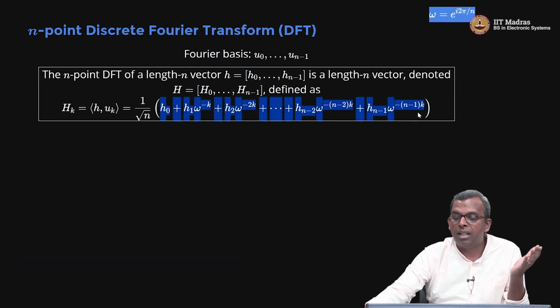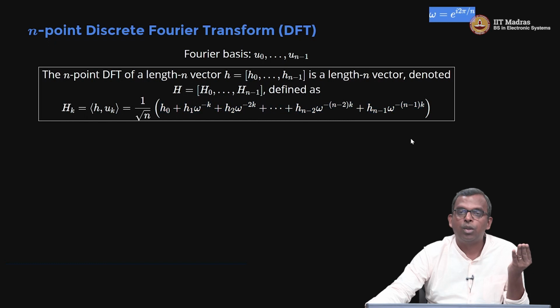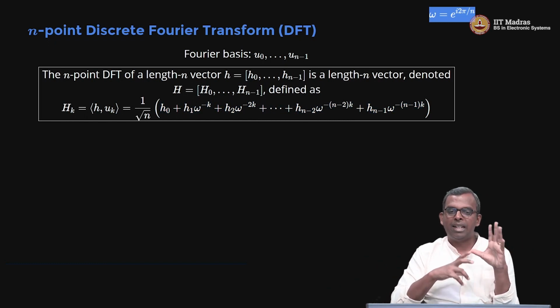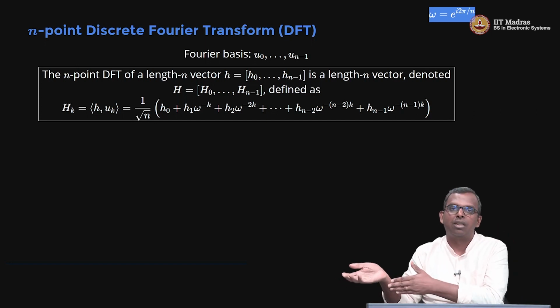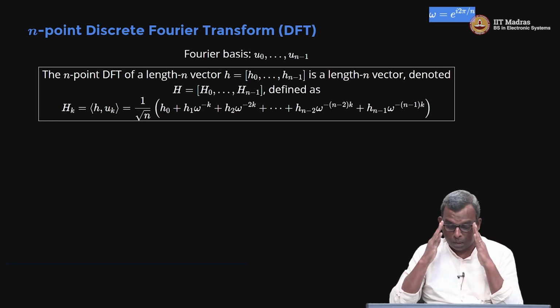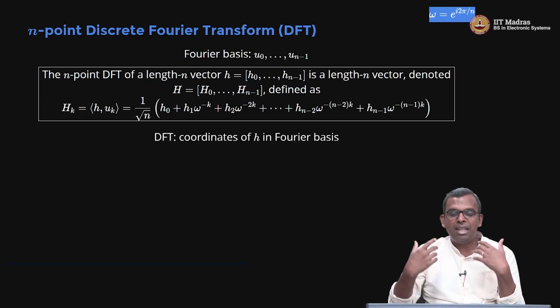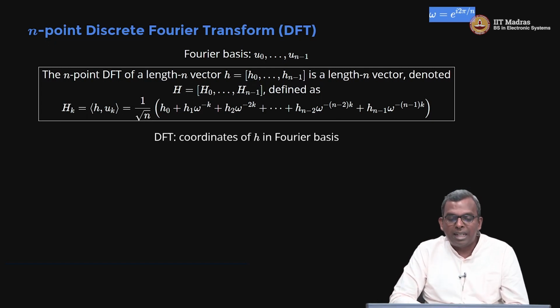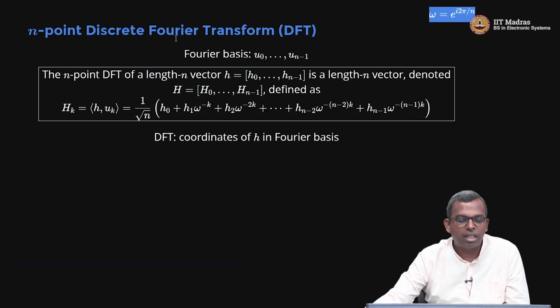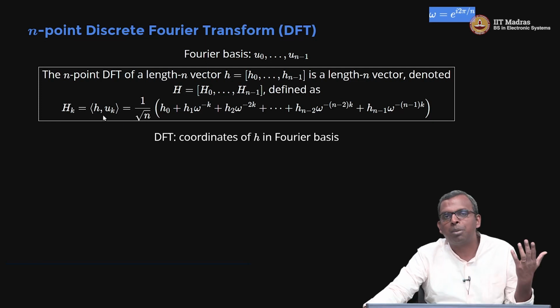So, the DFT is basically the eigenvalues. Given a circulant matrix with h0 to hn minus 1, I define the DFT of h0 to hn minus 1 as the eigenvalues, which is nothing but the inner product of h with uk. We are in a unitary world, so this is just the unitary thing. What you see easily is that the DFT is nothing but the coordinates of the vector h in the Fourier basis. The Fourier basis is an orthonormal basis.